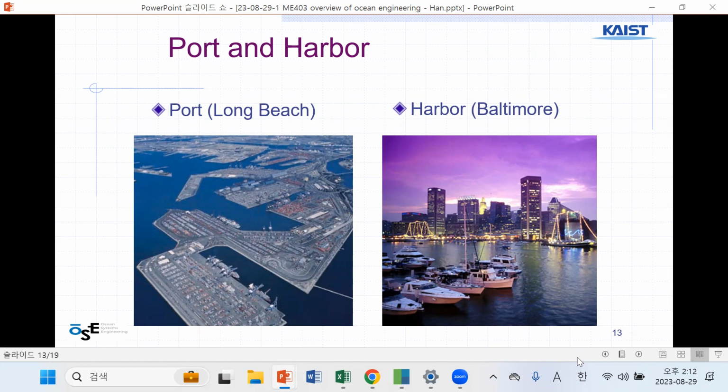Baltimore is also on the United States East Coast, but it no longer looks like this. Baltimore was a big port when the US was opening, at independence. When was the independence of the United States? 17 something? 1770. And it should be 250 something years ago, right?